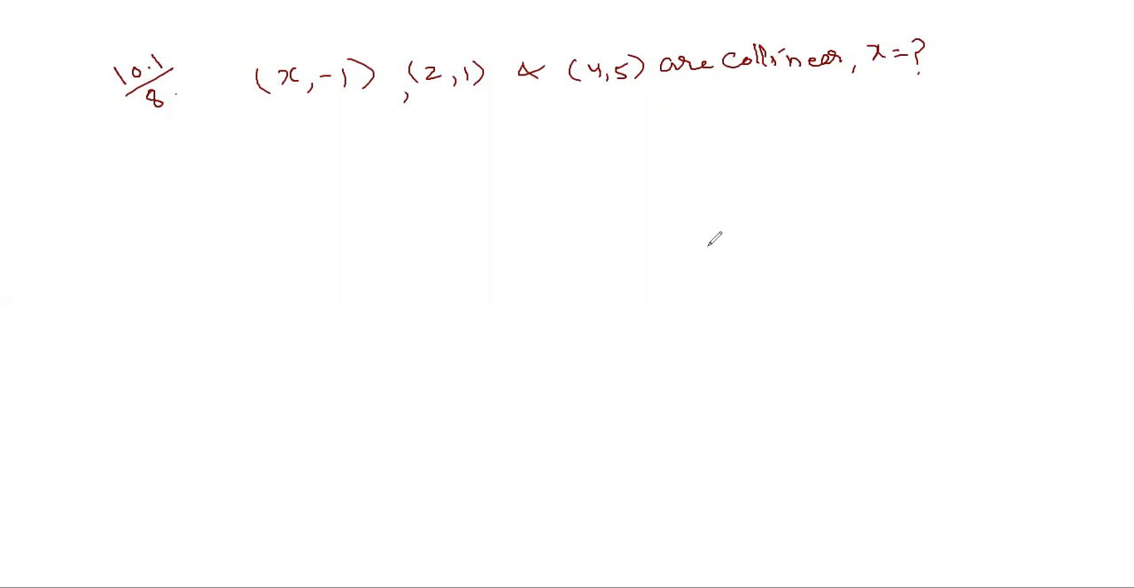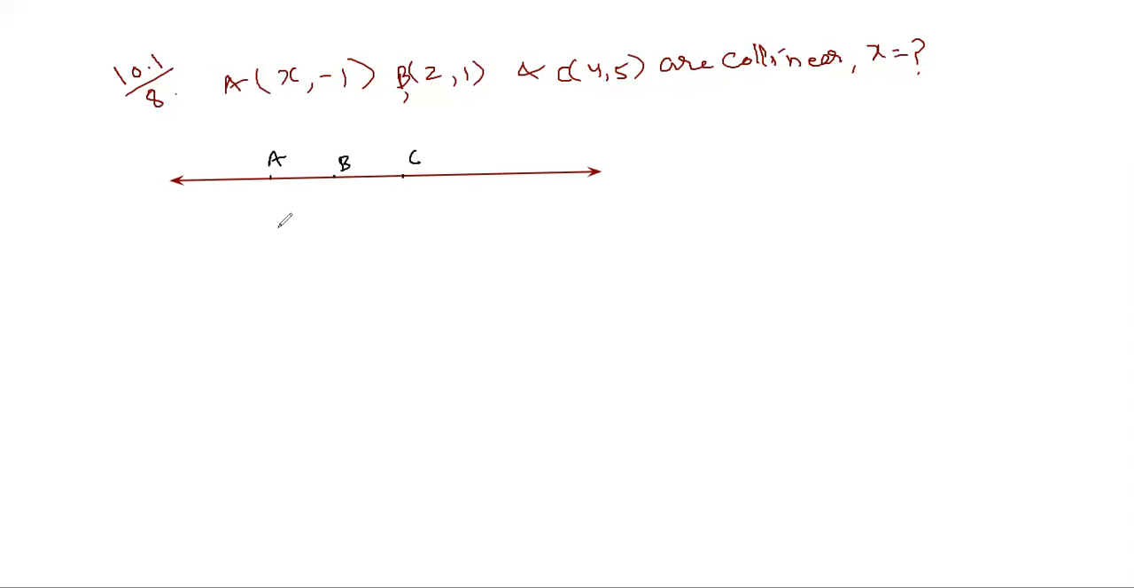Number 8. Find the value of x for which these 3 points are collinear. Collinear means they lie on the same line. Suppose these are the 3 points A, B, C, and they are collinear. That means they lie on the same line. Suppose here you have all the 3 points A, B, C, then they are called collinear points.